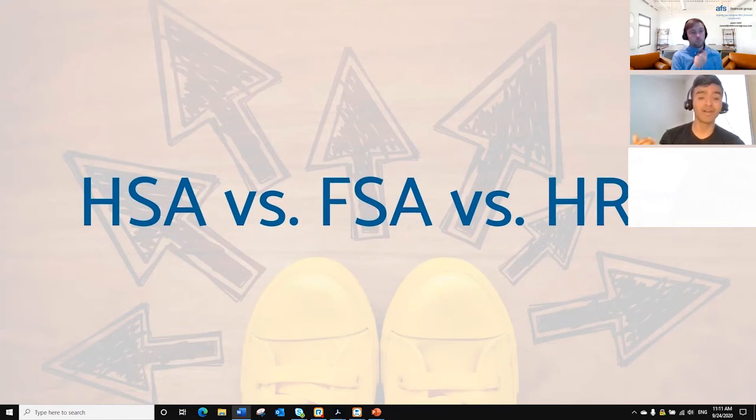Starting off with the HSAs, as Jason said, anyone who has a high deductible health plan is eligible. You contribute the dollars. And for this particular account, the funds are portable. So if you don't use the funds and you leave your employer, you can take those funds with you and maintain the HSA where it is or roll it into a new HSA. A lot of times you may roll it into a new HSA at your new employer.